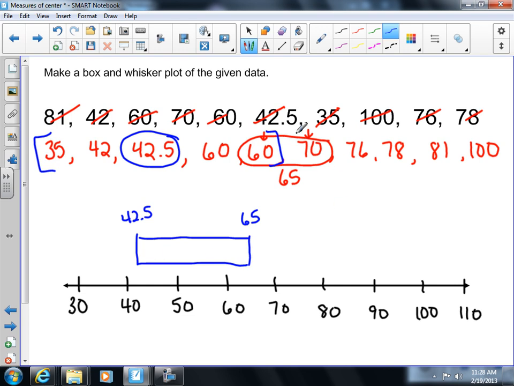Okay, how to get the upper quartile? What's the middle number here? 78. Okay, so I make another mark on 78. Connect your box. And the next step: whiskers. My whisker will be 35. And this one will be my highest number, 100.